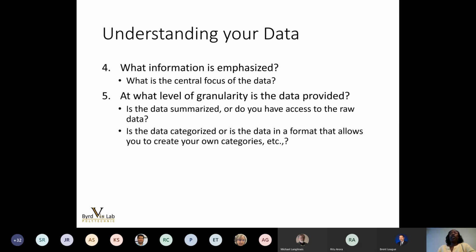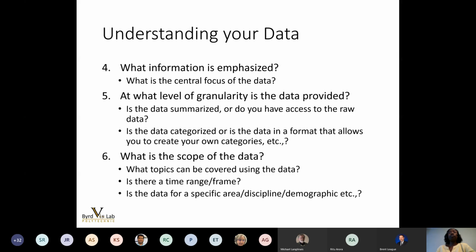At what level of granularity is the data provided? Again, is it summarized? Do you have access to the raw data? Is it already categorized, or can you create your own categories? Many of you, when you're working with your own research data, have that privilege. You can categorize it the way you want, or the way that it needs to be to address whatever research question you're working on. And if you're working with secondary data, you would need to know what the granularity of that data is. That gives you some idea of how much flexibility you have.